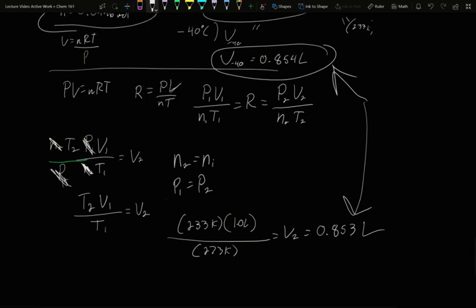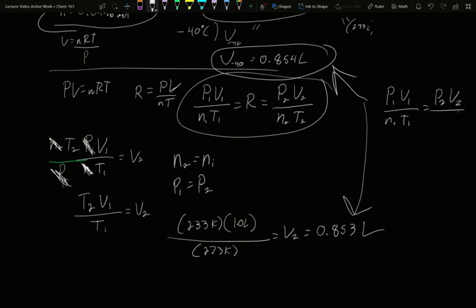This gives us a simplified version. If we go back to this, we can just set up that pressure 1, volume 1 over moles 1, temp 1 is pressure 2, volume 2 over moles 2, temp 2. Anytime you have the same situation just altering, you can use this to compare them. It is two ideal gas law calculations, but it allows us to be a little faster about it.